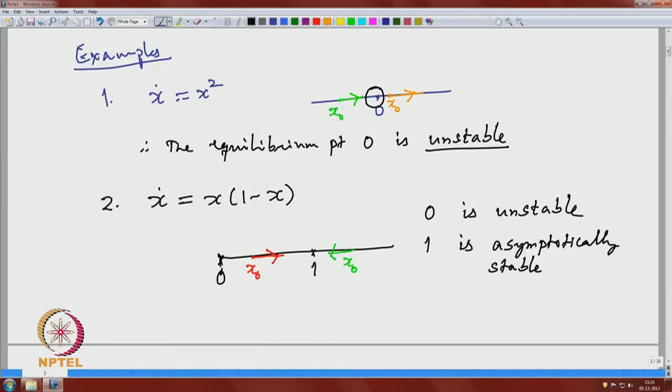So, you can see when there are more equilibrium points, the nature of one equilibrium point may be different from the other one within the same system. For example, see this: one is unstable and another equilibrium point is asymptotically stable. Okay.